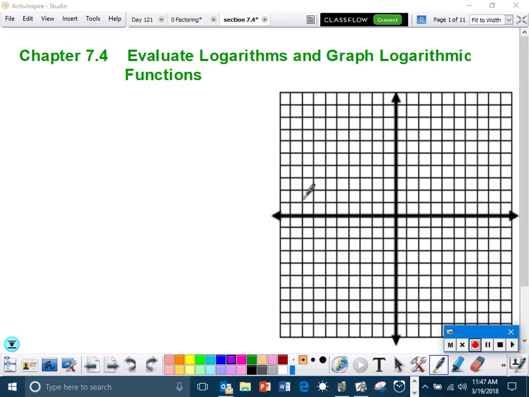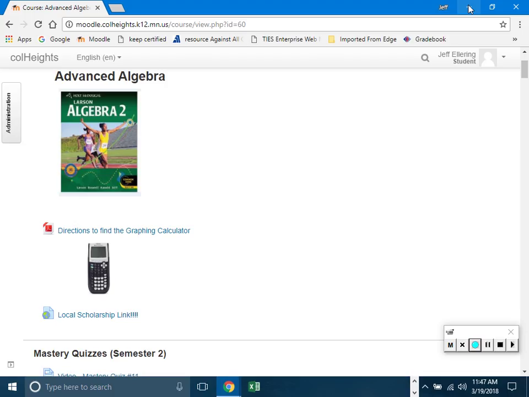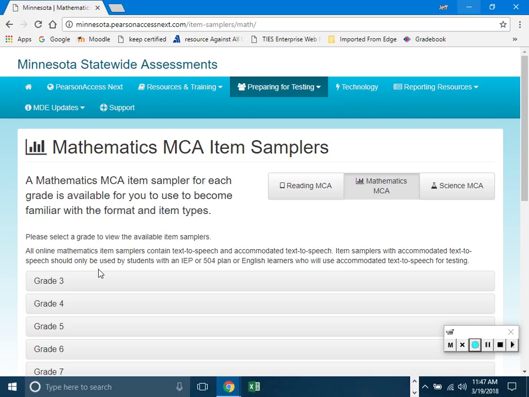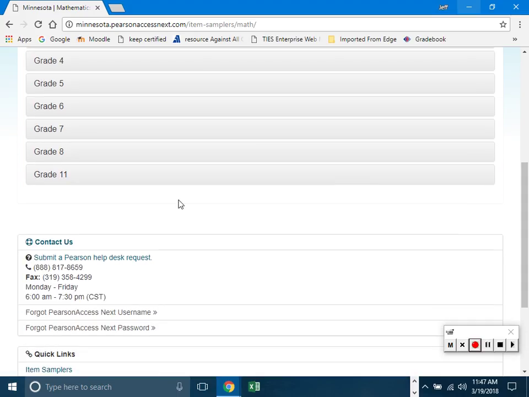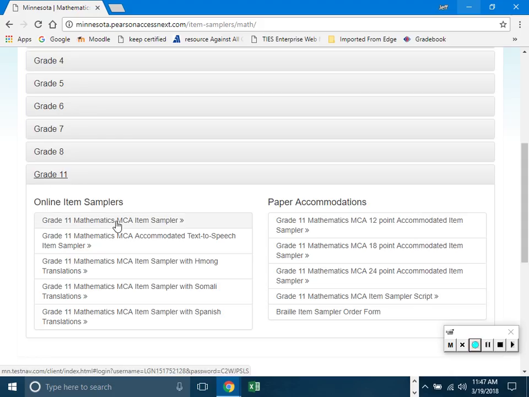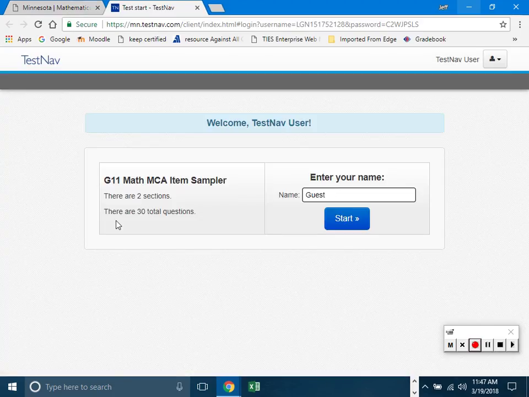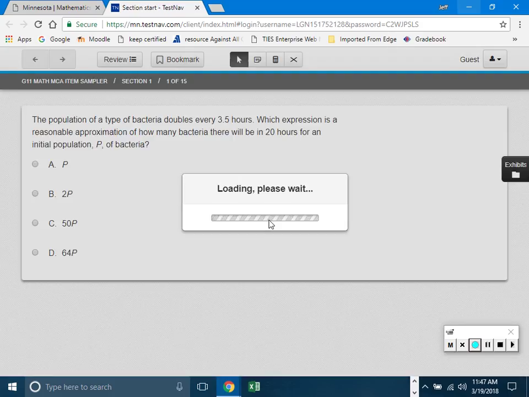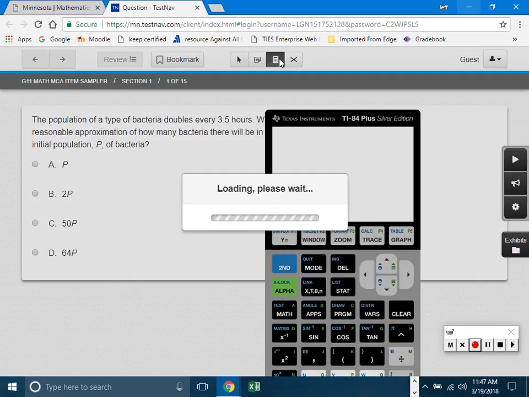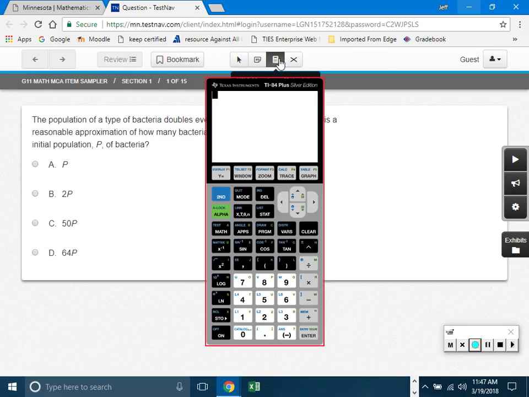Just one quick reminder, do not forget that you can go onto Moodle. You need to use your computer if you don't have your own calculator. If you go to Moodle, go to grade 11, go to the Mathematics MCA Sampler, click on Start, and then at the top, there's a calculator that you can use. Do not forget you have that option. Again, that will not work on a phone, only on your Chromebook or a computer. All right, so let's get rolling.